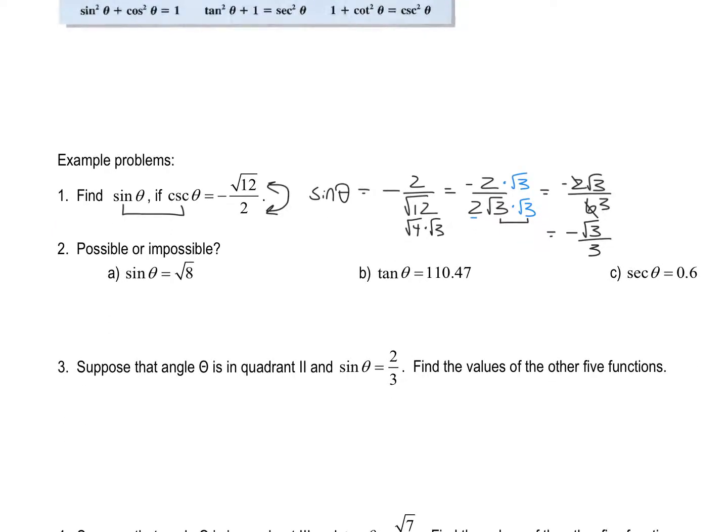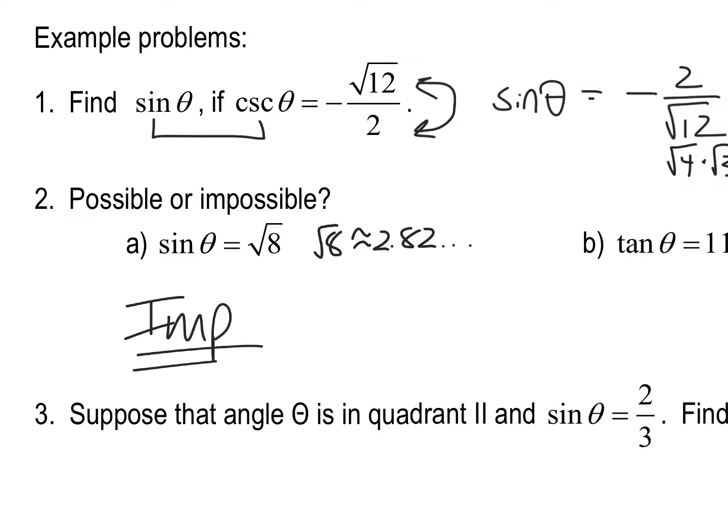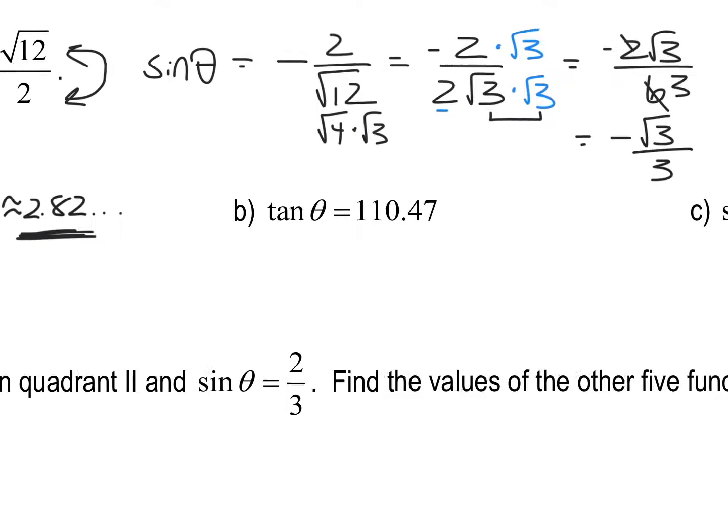So first of all, what you need to know is the sine of theta equaling radical 8. Well, I think better in decimals. Actually, radical 8 is about 2.82, and that is way bigger than 1. This is impossible, because remember, the sine of theta has to be in between -1 and +1. So because this is 2.82, that's bigger than 1, which is impossible. Okay? What about tangent over here?